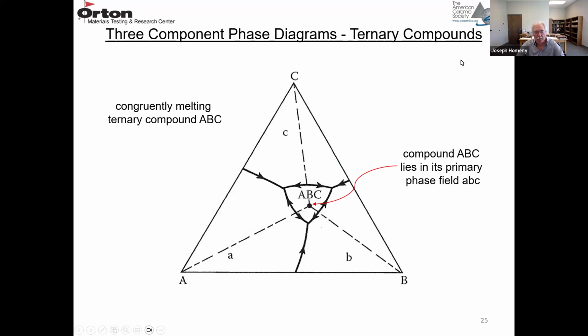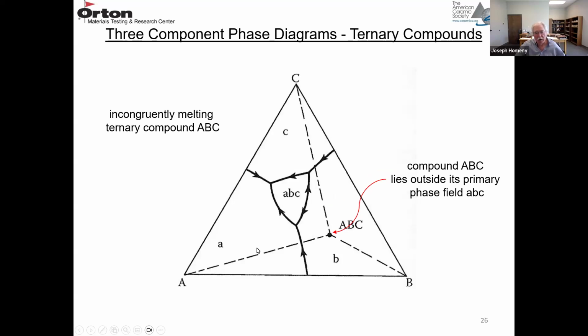This is a ternary compound example, and it's congruently melting. So here's a compound ABC. There's four phase fields. This is A, this is B, and then this is C, and then this is ABC. And the compound chemistry is in the ABC phase field, so it's going to be a congruently melting ternary compound. And again, ABC lies in its own phase field, ABC, so it's congruently melting.